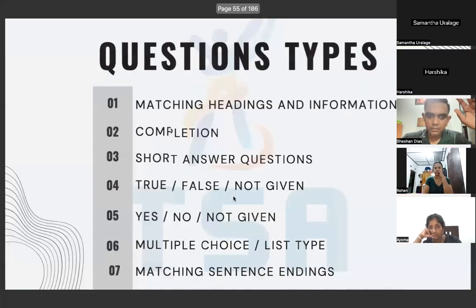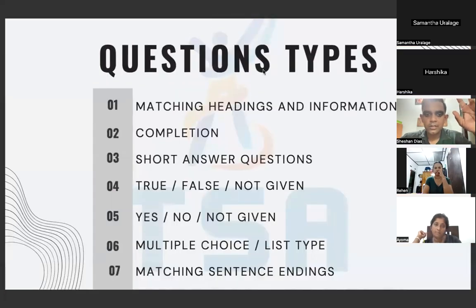So can we get the paper after the exam? No, you have to submit everything. Okay.